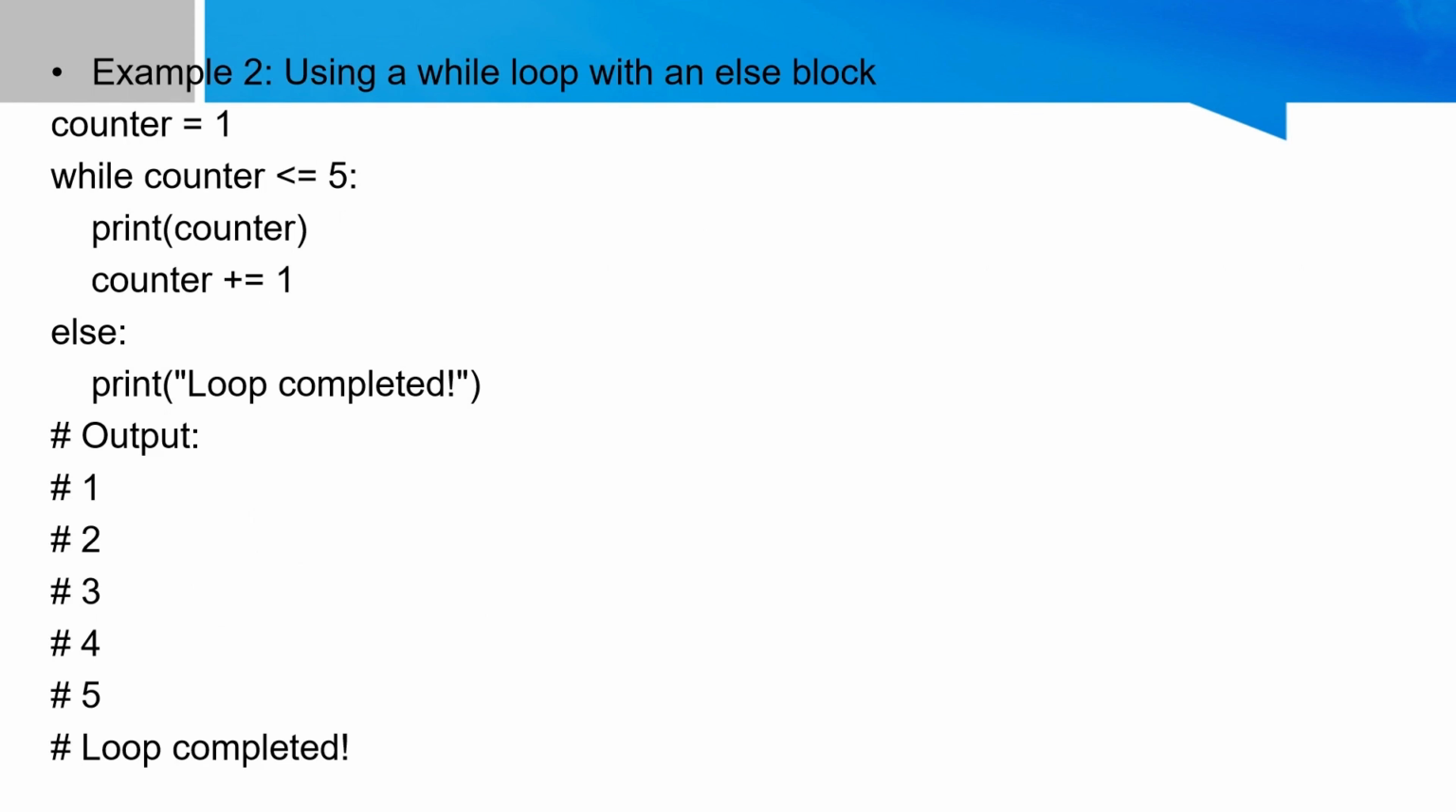Coming to the example, the loop runs as long as the counter is less than or equal to 5, as we have given in the condition. After the loop completes its iterations, the else block is executed and it prints "loop completed". The else block in a while loop is useful when you have to perform some action after the loop has finished executing, regardless of whether it completed normally or was terminated by a break statement. Now, let's execute these examples in Google Colab.